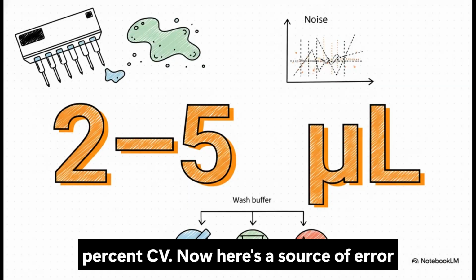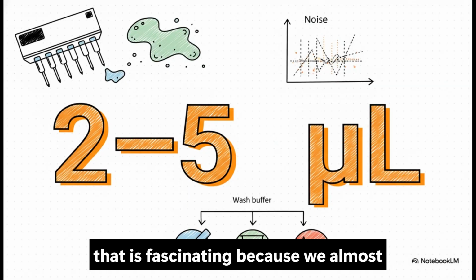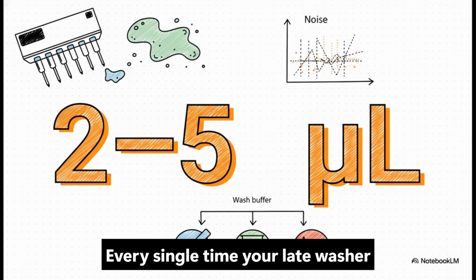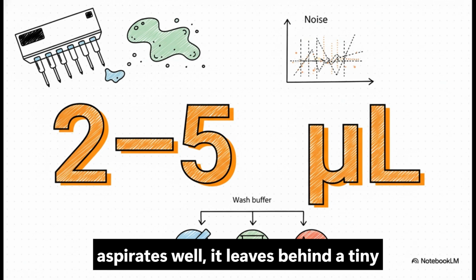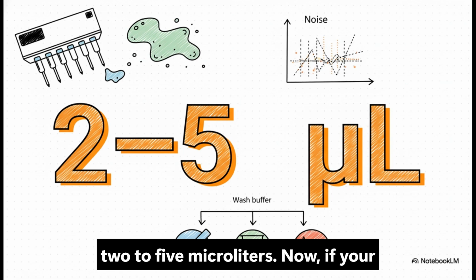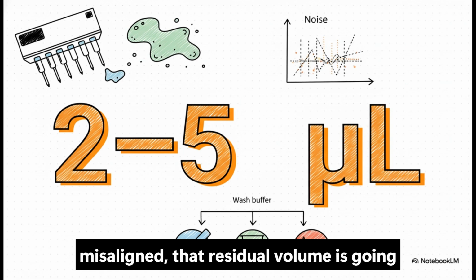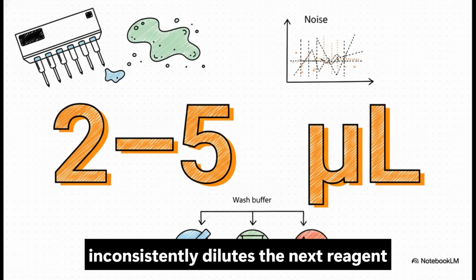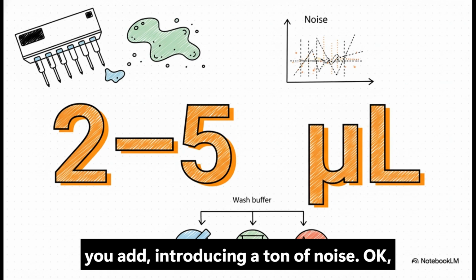Now, here's a source of error that is fascinating because we almost never think about it: the wash step. Every single time your plate washer aspirates a well, it leaves behind a tiny little bit of liquid. We're talking just 2 to 5 microliters. Now, if your washer heads are even the tiniest bit misaligned, that residual volume is going to vary from well to well, and that inconsistently dilutes the next reagent you add, introducing a ton of noise.